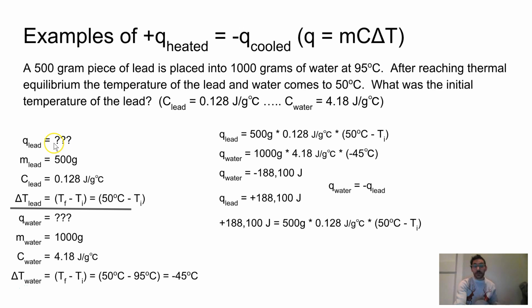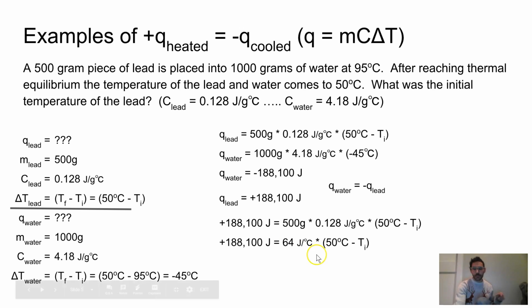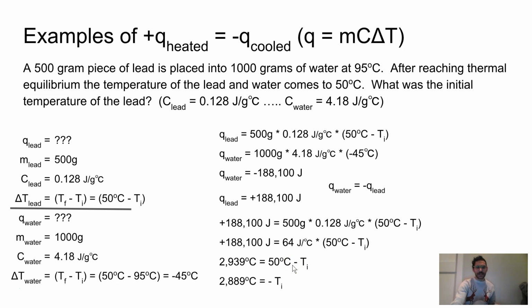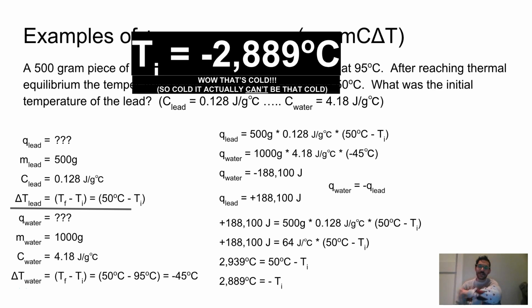So now that we know Q for the lead, we can plug it in. All right, let's simplify that. Multiply those two together. We'll move our 64 over to the other side, and now we can move our 50 over to the other side, and now we can get the negative. Our initial temperature had to be, that can't be right. That's too cold. The math works out, but that's too cold, because the coldest it could be is negative 273 degrees Celsius. So clearly I made up a very silly problem. But that's what we got.